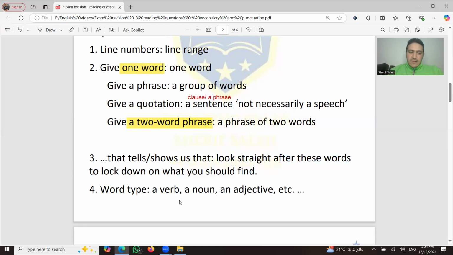Last but not least, we need to know the word type that we are looking for, and we will learn today how to think about this. Is the word that I should find a verb? Is it a noun? Is it an adjective? Is it an adverb? And so on.